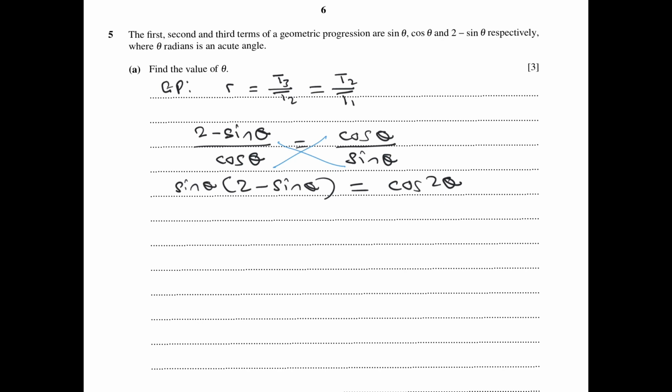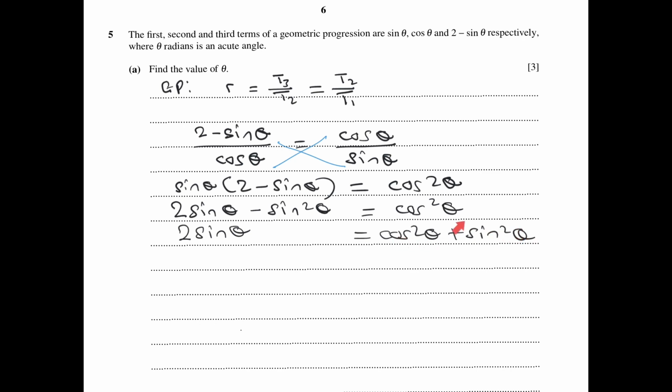All right, let me expand the left hand side. I'm going to get 2 sine theta minus sine theta times sine theta, that will give me sine squared theta, equal to cos squared theta. Now take note that we have two trigonometric ratios here. If I take sine squared theta to that side, I'll have 2 sine theta equal to cos squared theta plus sine squared theta. Now we know that cos squared theta plus sine squared theta is equal to 1. So we have 1 equal to 2 sine theta.